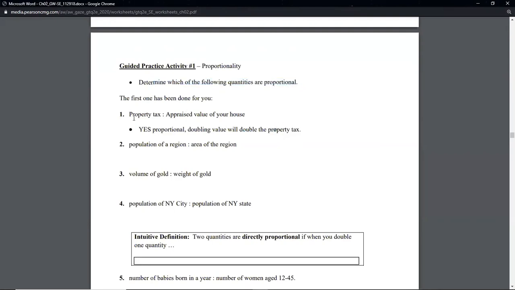All right, back on track. The first one has already been done for you, so no one gets to answer number one. Number one is already done. Property tax and appraised value of your house. So this is what you need to do in your heads when you're answering yes or no. Ask yourself, and you might have to think about this as a two-way street. If you double one thing, does the other thing have to double? And asking, if I double the first, does the second have to double? That might not be a logical flow, so maybe you need to ask the question the other way. If I double the second thing, does the first thing have to double?